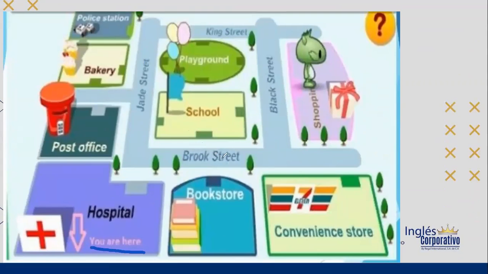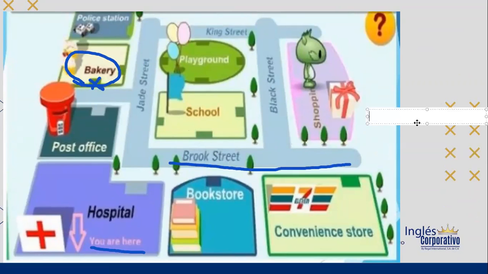Y voy a ir a bakery, por ejemplo. Okay, bakery, la entrada está por acá. Entonces, yo haría lo siguiente. Si se fijan, las calles acá están acá, miren, esto, lo azul, ¿verdad? Entonces, ustedes pueden mencionar las calles, como les había dicho antes. Entonces, por ejemplo, si yo estoy ahí, eso sería go straight ahead, okay, go straight ahead.